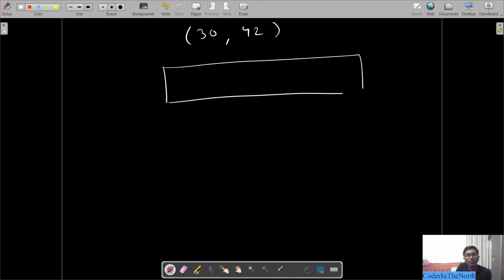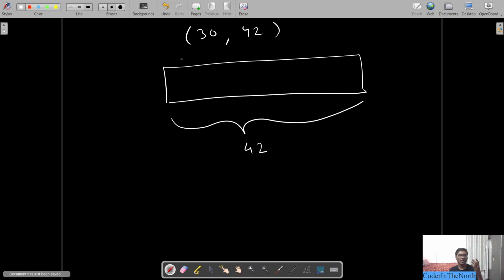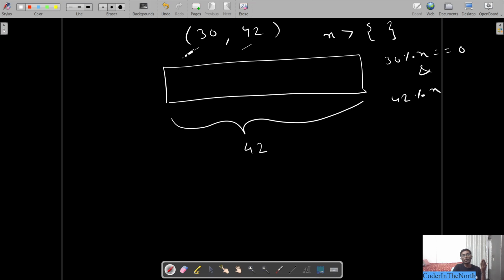Consider I have some block, which is of length 42. If I have a number which divides 30 and 42, what's my goal here? I have to find a number x, the greatest in that set, which divides both, like 30 modulo x equal to 0 and 42 modulo x equal to 0.